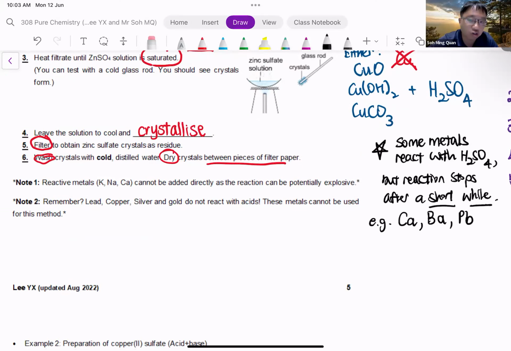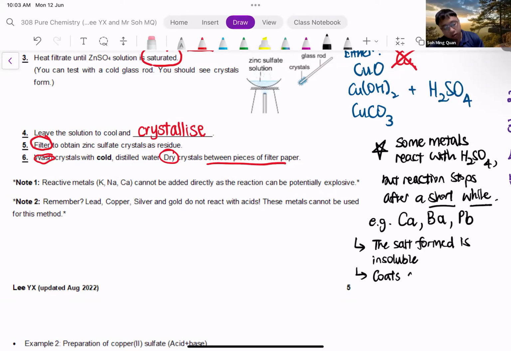Why will the reaction stop after a short while? This is because the salt formed is insoluble. Calcium sulfate, barium sulfate, lead-2 sulfate, they are insoluble salts. You have to remember the solubility rule. Because the salt is insoluble, the salt will coat the metal and prevent further reaction with the acid.